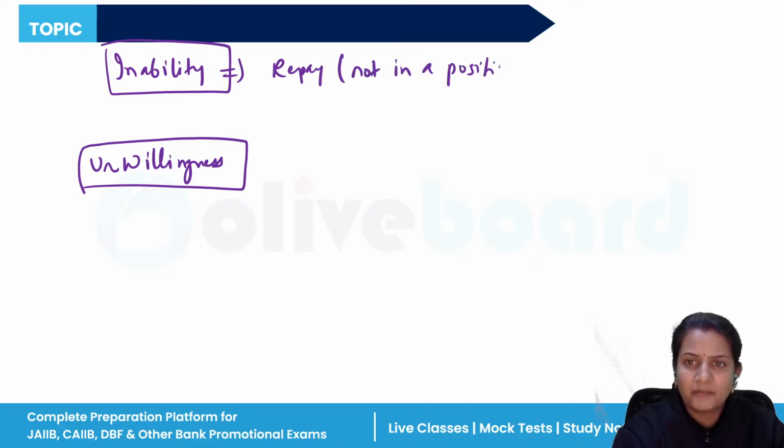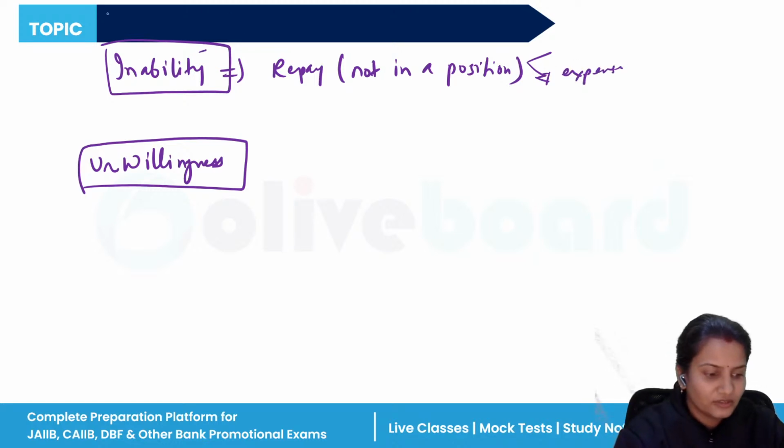Suppose it might happen for any reason, like you have incurred a lot of loss in your business, your business does not go well, you have incurred many expenses in your business. All these are the reasons why you are not in a position to repay your loan. This is the meaning of inability.